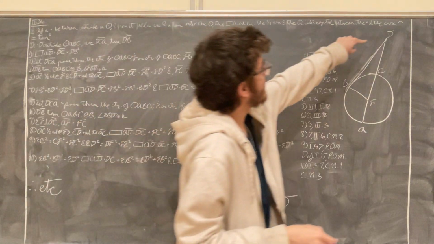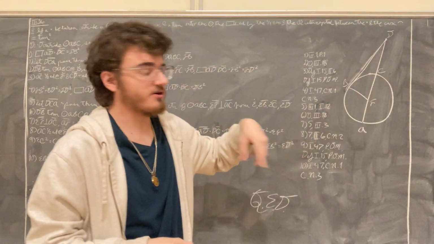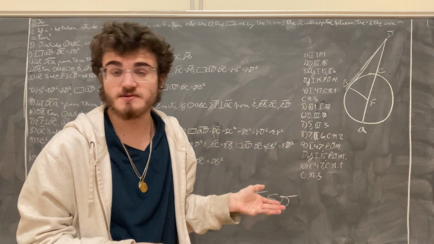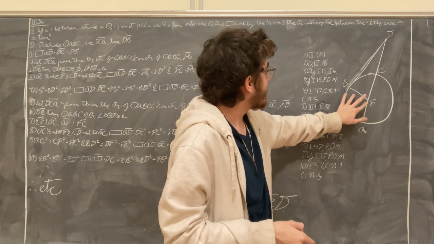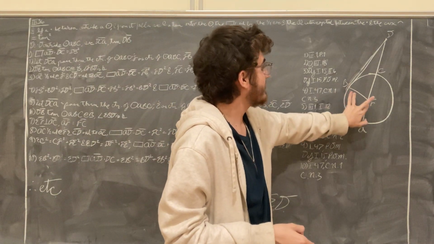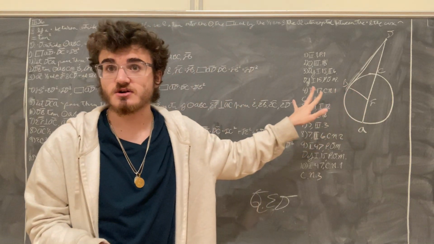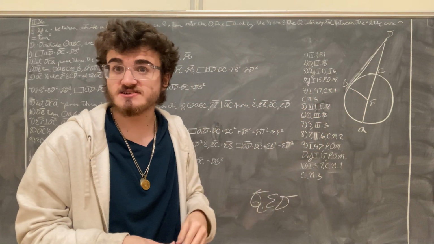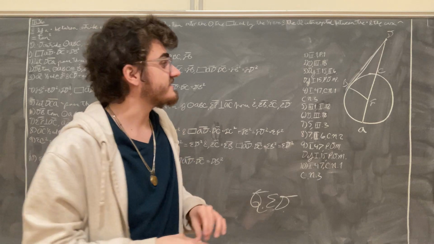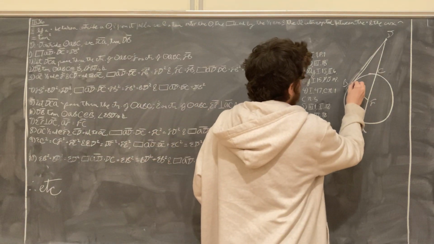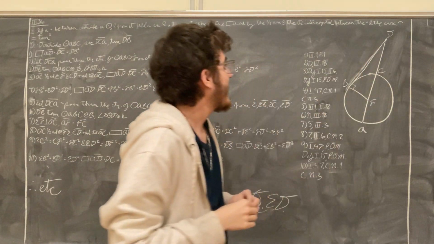Now, because the straight line DB touches the circle ABC at the point B, and a straight line has been joined from the point of contact to the center of the circle, we can say by proposition 3.18 that this angle here, FBD, is a right angle.